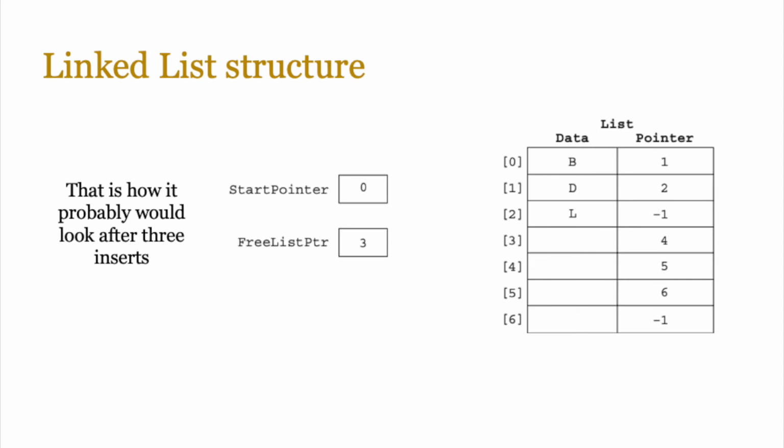The start pointer was set at index 0 because B is the smallest value. That points to index 1, which is the next value, which is D, and then that points to index 2, which is the third highest value, which is L, and that points to -1 because that's the end of our linked list. Now, of course, you can probably see another -1 further down that we had set up when we initialized the pointers. That's okay. The linked list will go to the first -1, and when it encounters the first -1, it just stops there.